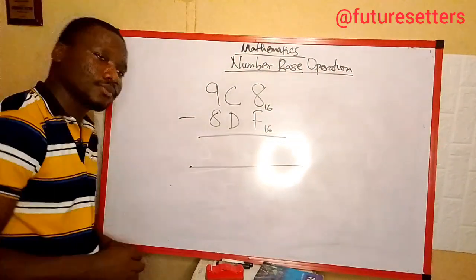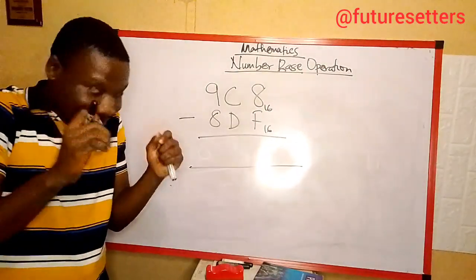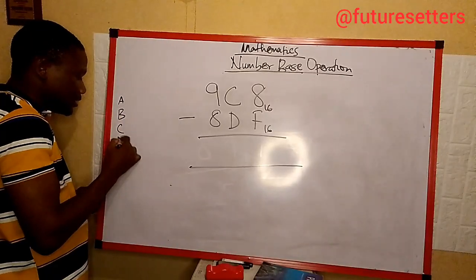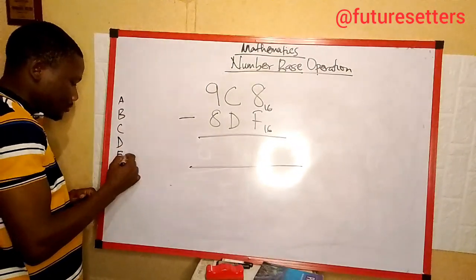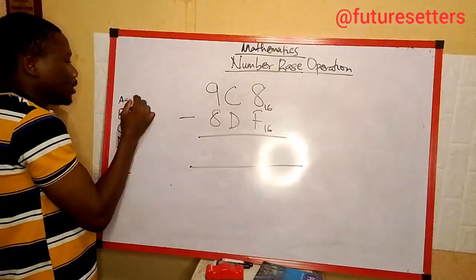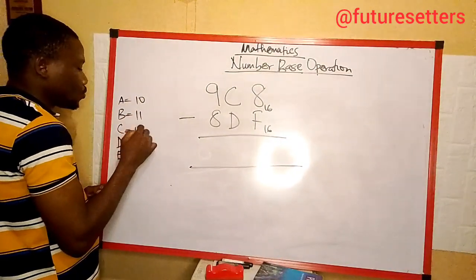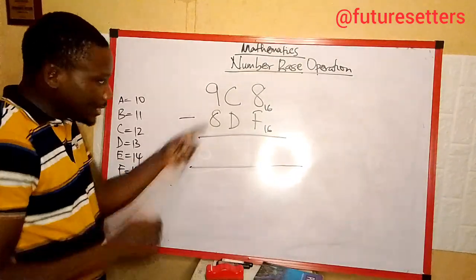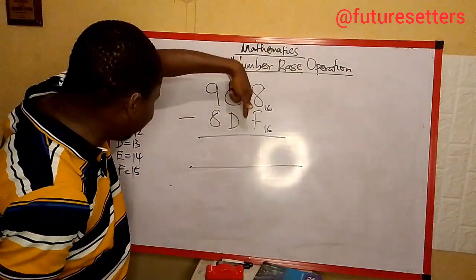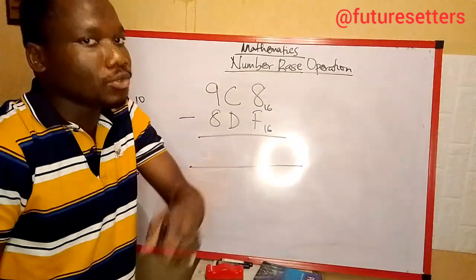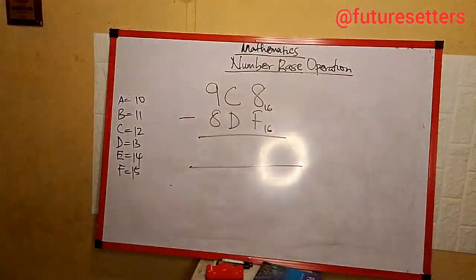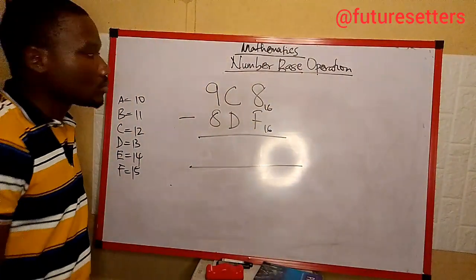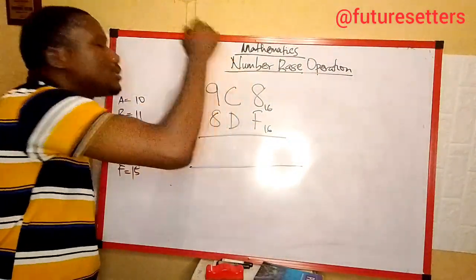To subtract this, let's ask ourselves a critical question. Now, we still know that A is 10, B is 11, C is 12, D is 13, E is 14, and F is 15. Now, can 15 be subtracted from 8? Be serious, ask yourself that question. Can 15 be subtracted from 8? No, it cannot work. So we are going to borrow from C.